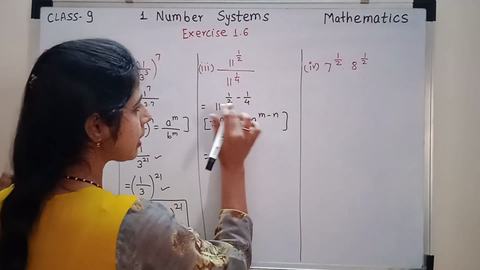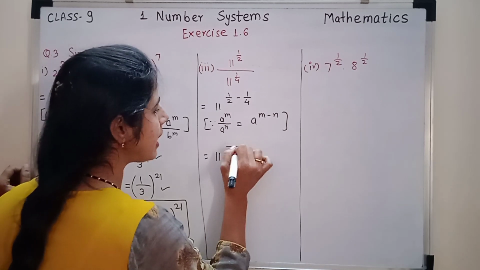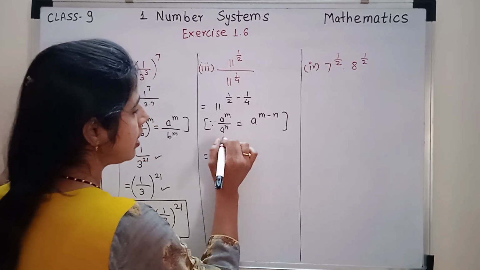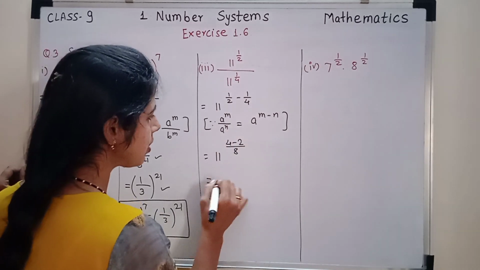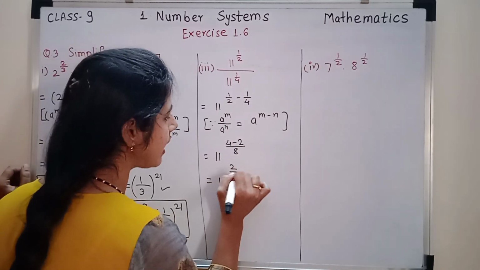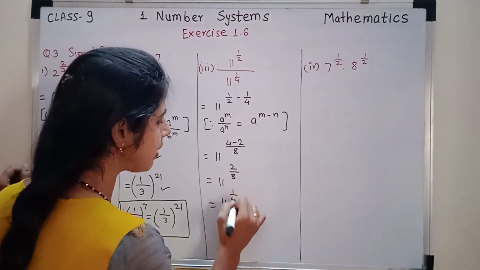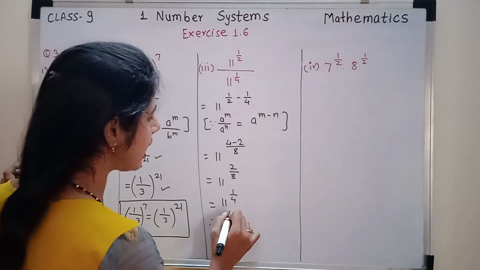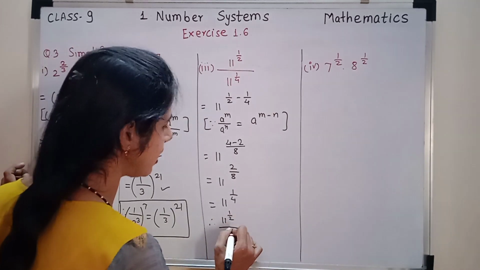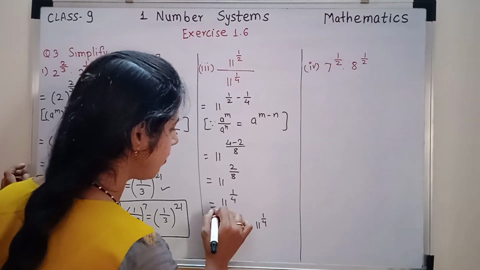Now look, this is subtraction of rational numbers. So the LCM will be 8, this becomes 2 and this becomes 4, meaning 4 minus 2. So this will be 11 raised to 2 by 8. We can simplify this, so it can be written as 11 raised to 1 by 4. And therefore, whenever you get the answer, always highlight your answer. So this will be 11 raised to 1 by 4.